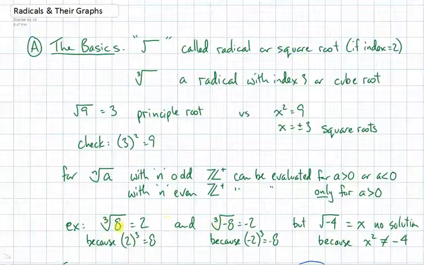So the first two cases have odd indices. I can have a being positive or negative, and either one is capable of being evaluated. The justification is below. It has to do with the fact that an odd number of negatives is still negative, while an odd number of positives is positive. However, if the index is even, like a square root, and if I have a negative number inside, there is no solution to this. It can't be evaluated. The rationale is that whatever it's supposed to equal, when squared, can't equal a negative number. You can't multiply something by itself and get a negative number when you're talking about real numbers.